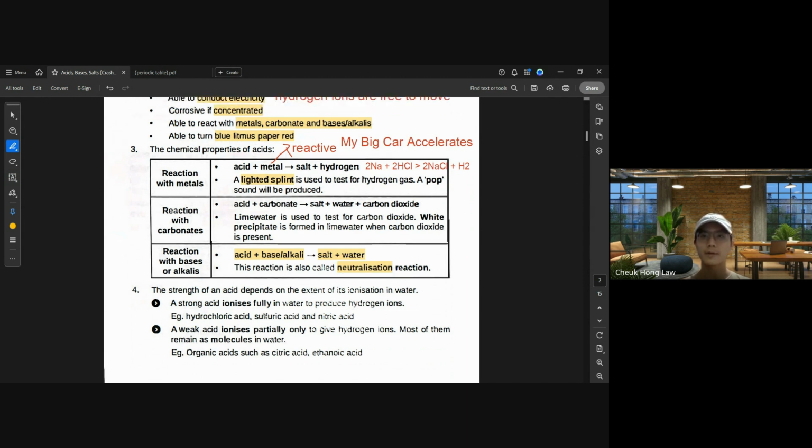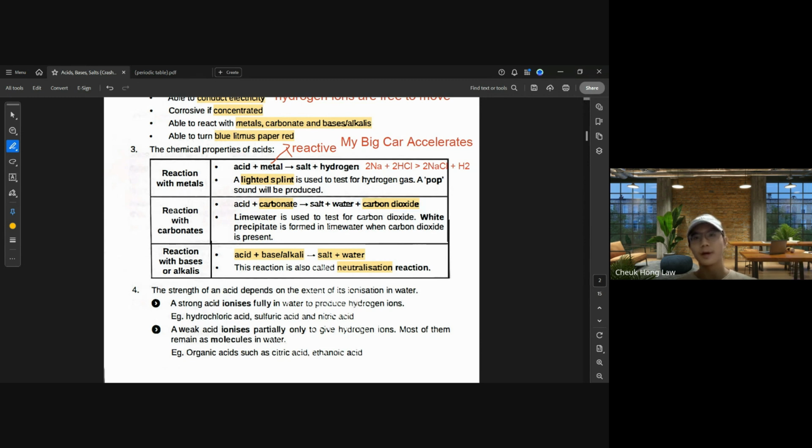Then the third reaction is with carbonate, specifically metal carbonates. So acid plus carbonate will give you salt, water, and carbon dioxide. It's obvious, right? You have a carbonate, and in the products you have carbon dioxide. Both have carbon. That's how I remember the products.